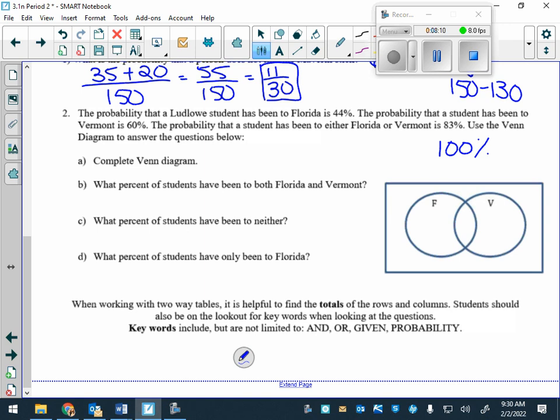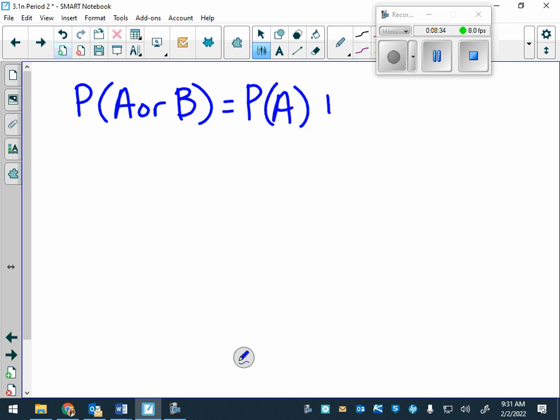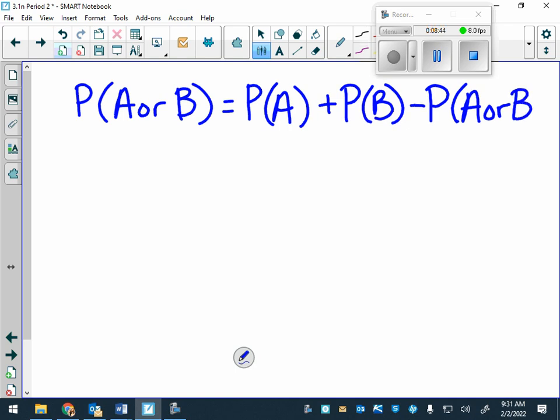Okay? So anytime you have to use or find the or, if you're looking for probability of event A or event B, you would then do, and this is on the previous page, we'll get to that in 1 second, probability of A plus probability of B minus probability of A and B.